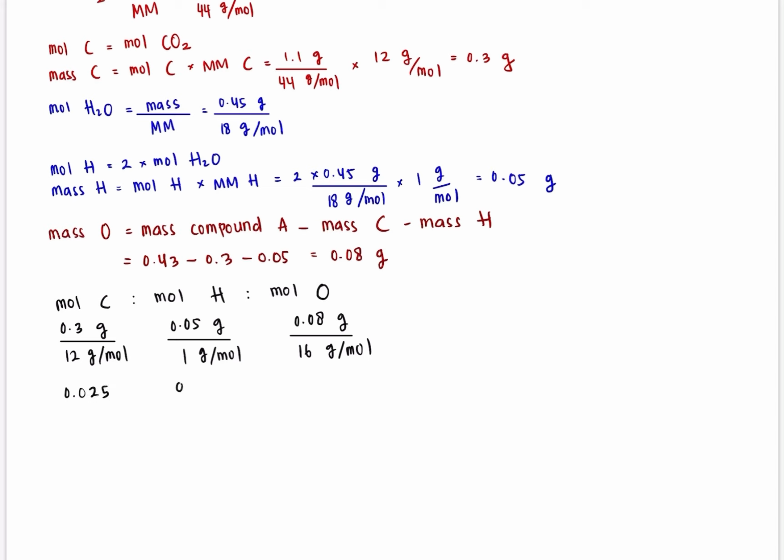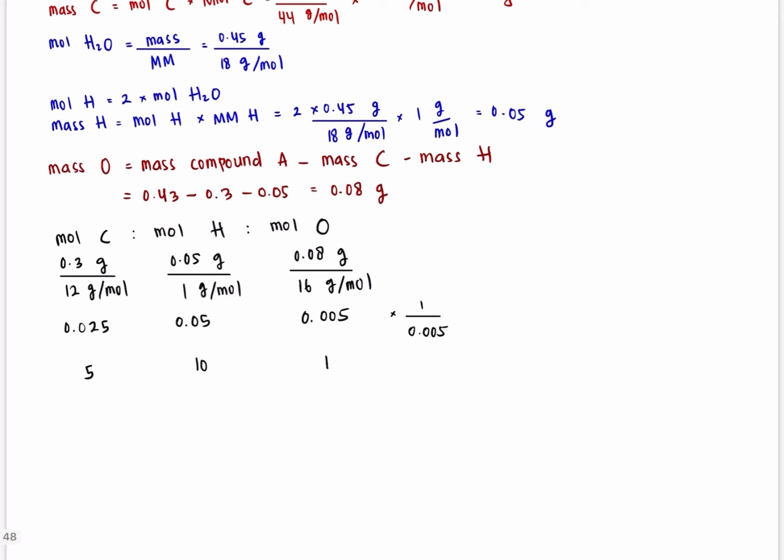So in this case, we have 0.025, 0.05, and this one here is 0.005. So 0.005 is the smallest number, so we divide all these three numbers by 0.005. So here we have 1, we have 10 over here, and we have 5 over here.